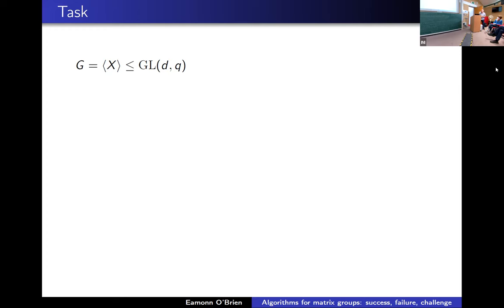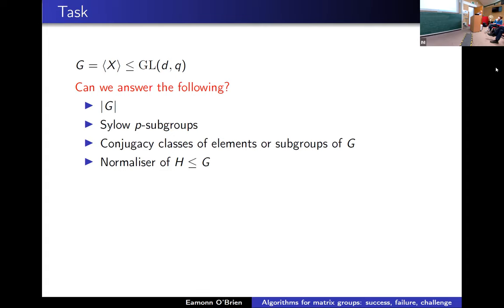And here's a bunch of questions which group theorists are interested in answering about the group. First of all, the group is finite, so I'm interested in knowing what the order of the group is, a very natural question. Secondly, things like Sylow p-subgroups for p any divisor of the order of G. I'm talking about wanting to know things like conjugacy classes of elements or subgroups, things like normalizers of subgroups. You can add to that your favorite list of group theoretic questions, and that's what we're interested in trying to be able to frame an answer for.